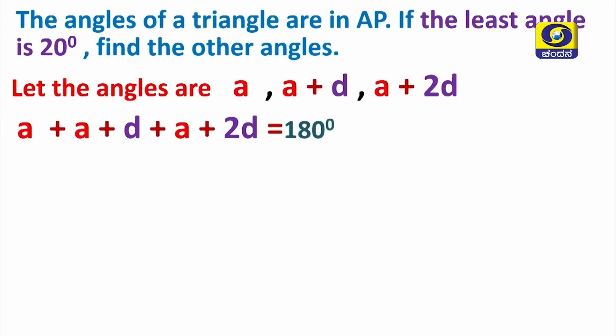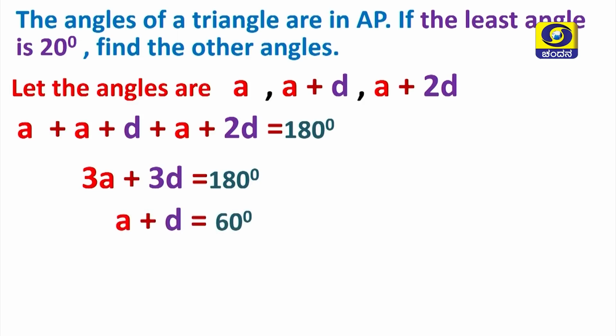You know the sum of the 3 angles is 180. Therefore, a plus a plus d plus a plus 2d is equal to 180. Sum of the 3 angles is 180. A plus a is 3a, d plus 2d is 3d. So, 3a plus 3d is equal to 180. Agreed, my dear children? And 3 1s are 3, 3 1s are 3, 3 60s are 180, right? I am dividing all of them by 3. So, it is a plus d is equal to 60.